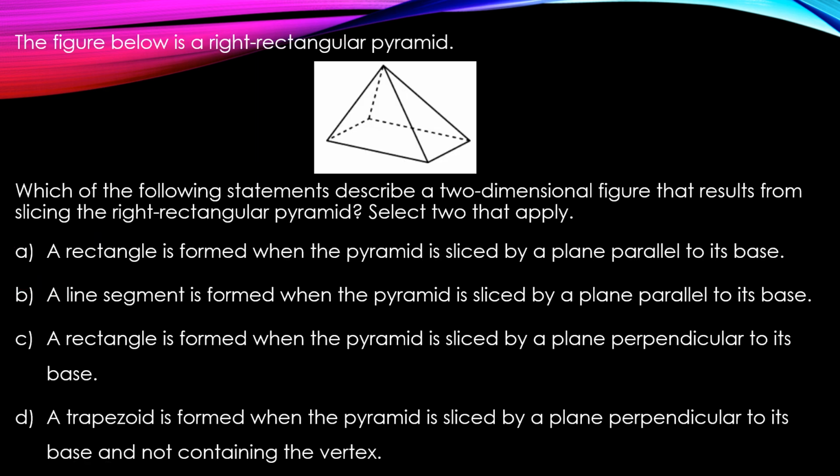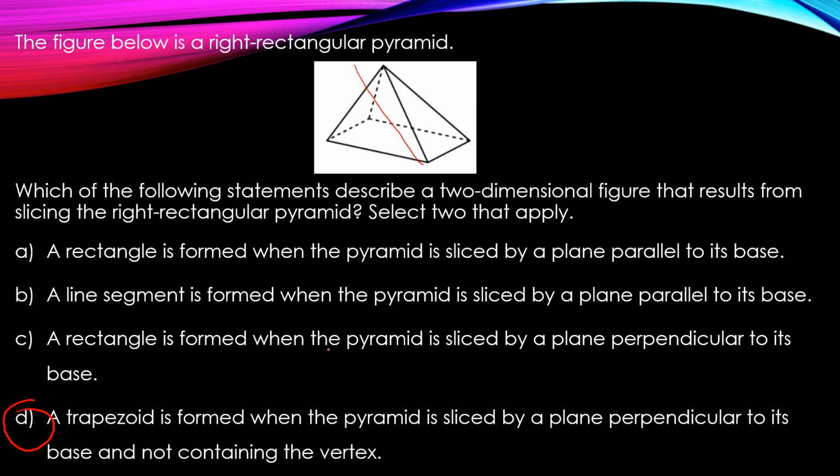And then last question. So the figure below is a rectangular pyramid. We want to know which of the following statements describes a two-dimensional figure that results from slicing it. Okay, so think about if I were to slice it vertically, like going diagonal, like this, right? I would have a trapezoid. So a trapezoid is formed when you slice it perpendicular to its base.